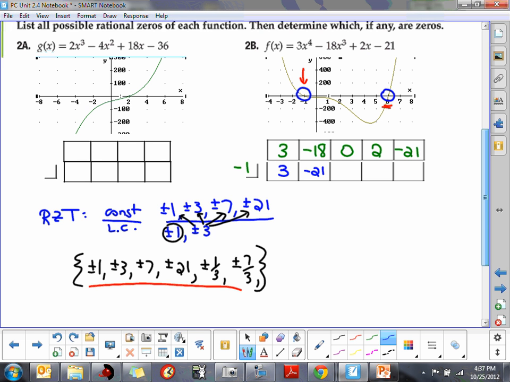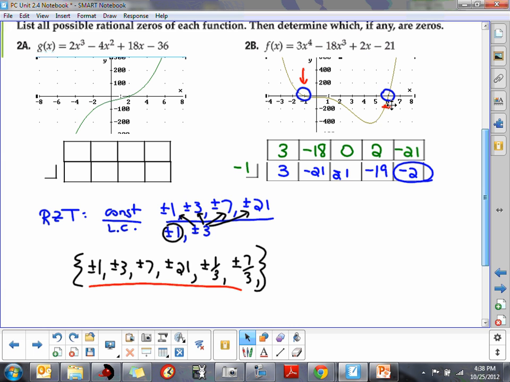-1 times -21 is a positive 21. Add it to 0 is still positive 21. Then a -1 times a -21 is a -21. Plus 2, that is a -19. And a -1 times a -19 is a positive 19. Add it to 21 would be a -2. Okay, so what appeared to be a 0 on our graph is not really a 0. It must be relatively close to a -1, but it is not a -1.